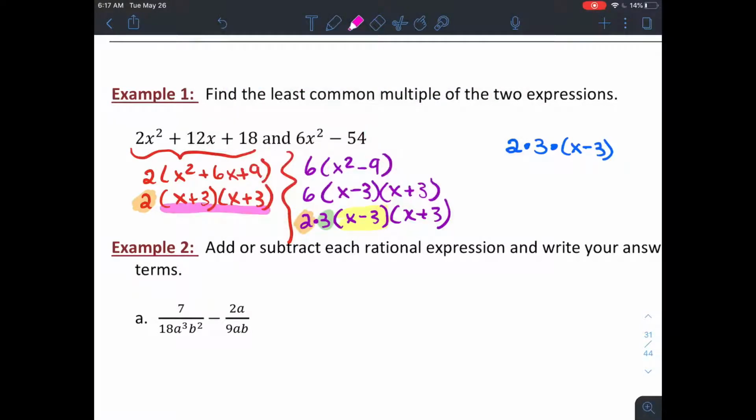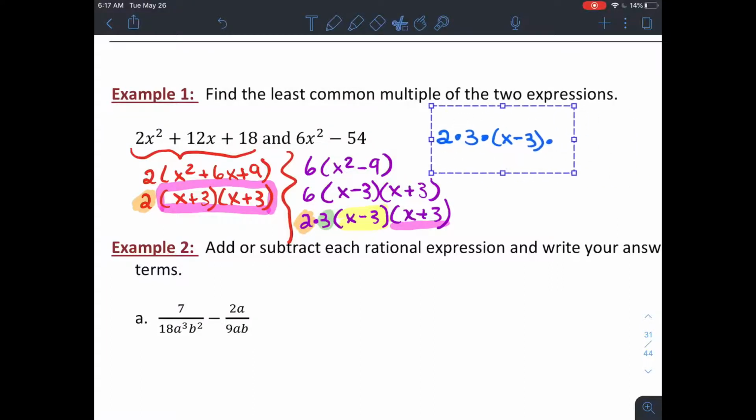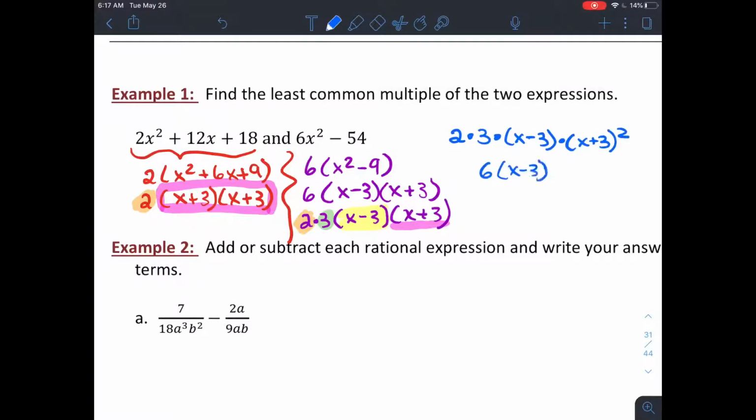If you have factors of the same thing, you need the higher amount that occurs in either one. So my least common multiple has to have 2 factors of x plus 3. Not 3 of them, just the higher amount. So there was 1, there was 2. My least common multiple needs to contain 2 of them.